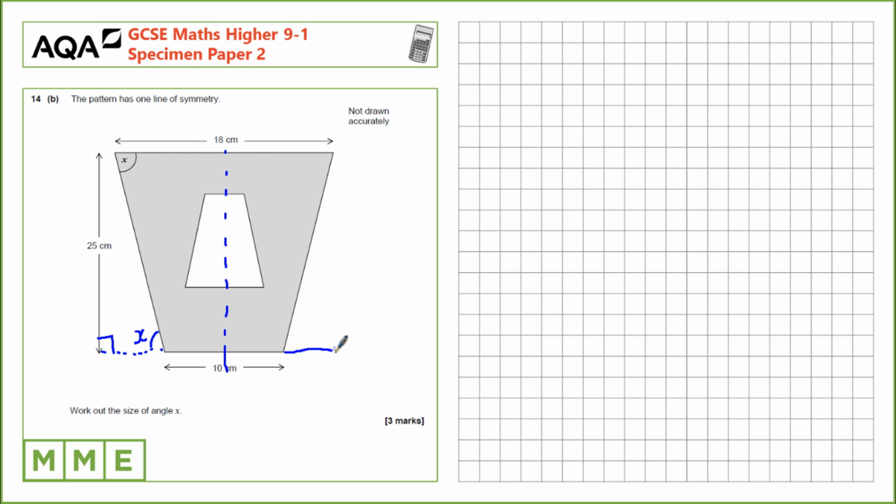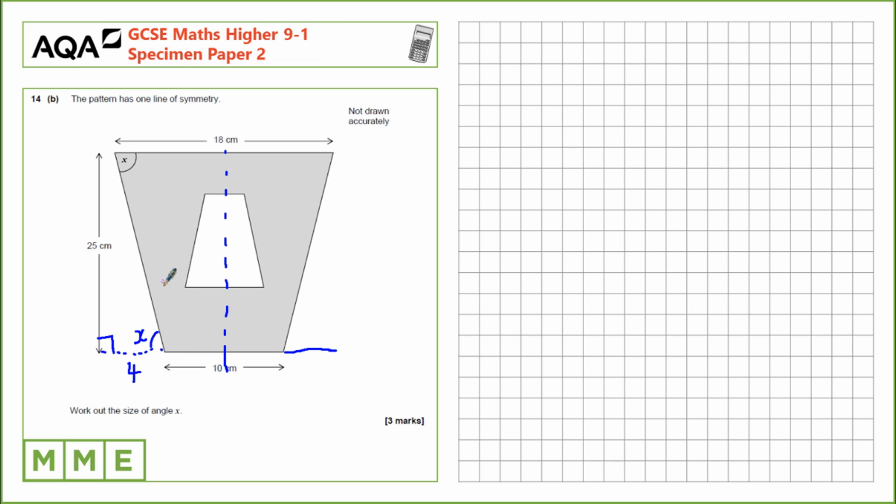So there's going to be a similar side on this side of the shape. Find out the side length, we can do 18 take away 10, which gives us the total of these two lengths. That's 8 centimeters in total, and since it's symmetrical, they both have to be the same size. So that's 8 divided by 2 will be 4 centimeters.